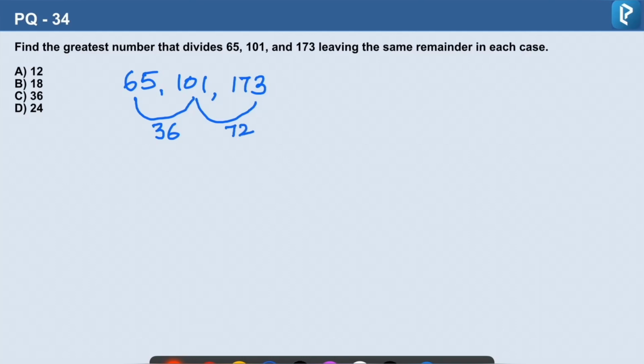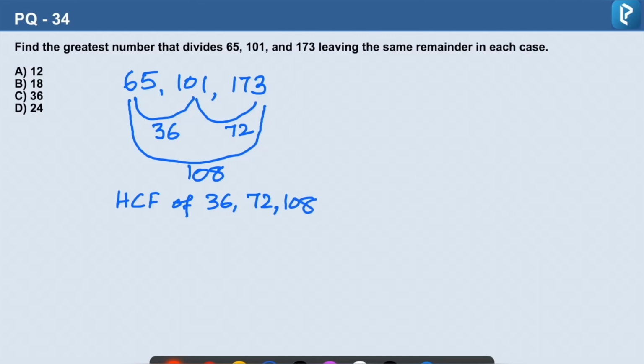And 65 and 173. What is the difference? The difference is 108. So these are the three differences between the three given numbers. So we need to find out the HCF of these three differences, so that it divides these given numbers, leaving the same remainder. So HCF of 36, 72 and 108.